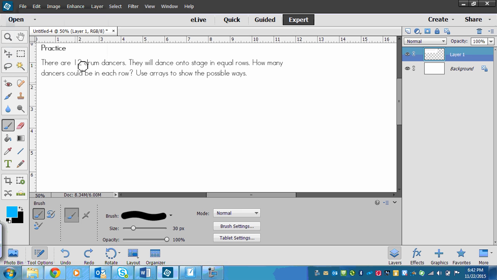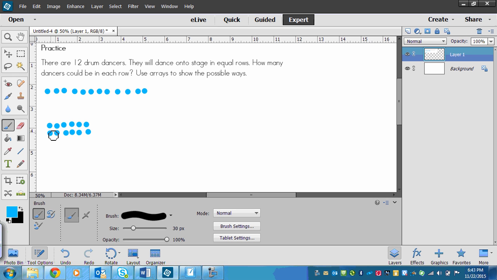Okay, so now that you've solved yours, we'll do it together. So there are 12 drum dancers. So I'm going to start out with 1, 2, 3, 4, 5, 6, 7, 8, 9, 10, 11, 12. So 12 across. So that means that there would be 12 dancers in each row. Okay, I could also go two dancers in each row. Go 1, 2, 3, 4, 5, 6, 7, 8, 9, 10, 11, 12.